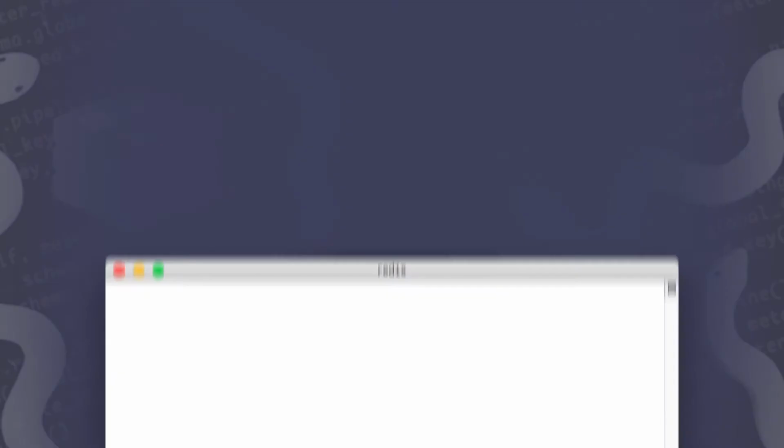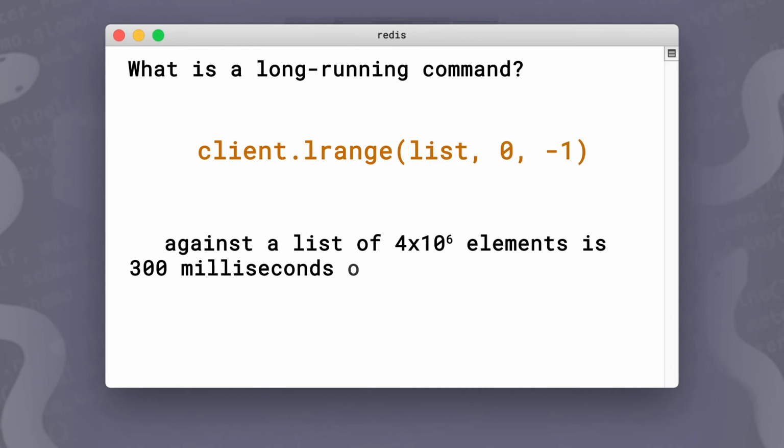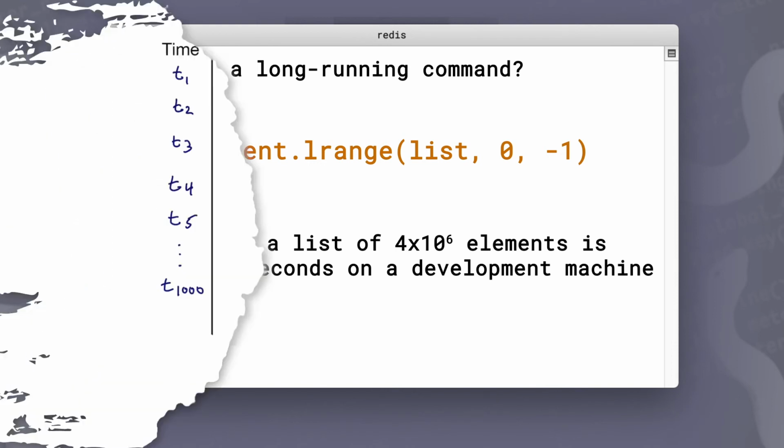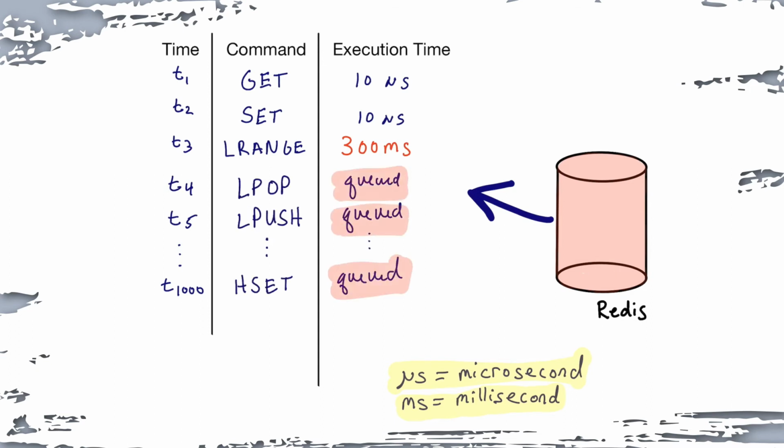So to take an example, on my development laptop, running an lrange to retrieve all the elements in a 4 million element list takes the Redis server about 300 milliseconds, or close to a third of a second. So if we have 1,000 clients all issuing commands against the Redis server, and one client issues a command that takes 300 milliseconds for the server to process, then those 1,000 client commands will all queue up behind that long-running command, and they'll all have to wait for at least 300 milliseconds before each of them is served.